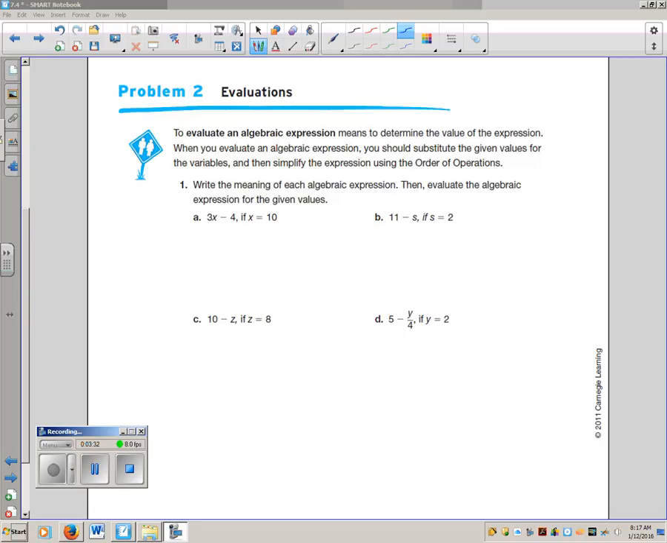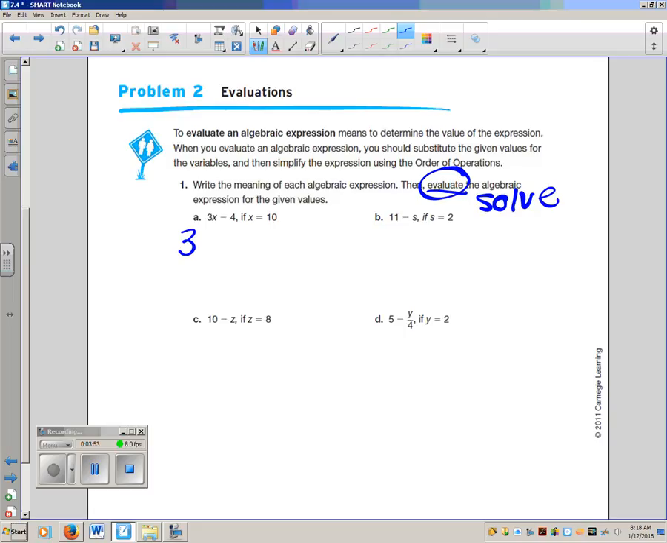All right, so for problem 2, it says you need to write out the words and then evaluate. Evaluate just means solve. Think about what it's saying, 3x minus 4. So it's 3 times something, and then we're going to subtract 4. You don't need to write out the words. I would like you to solve the expression.